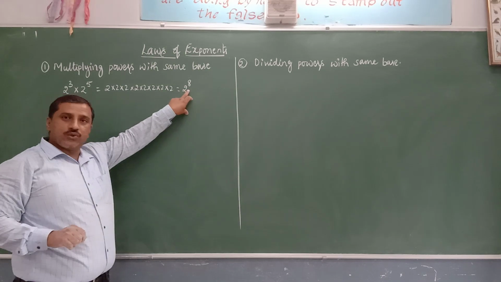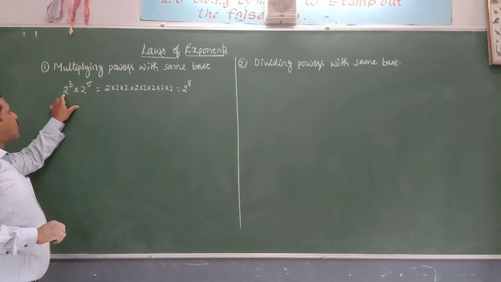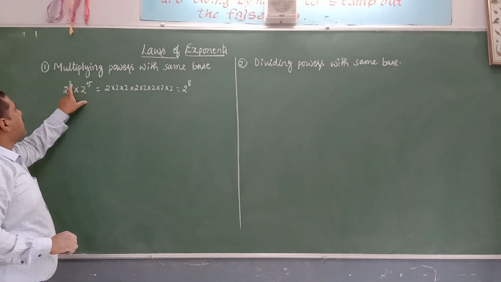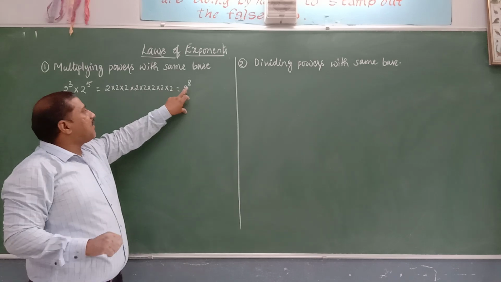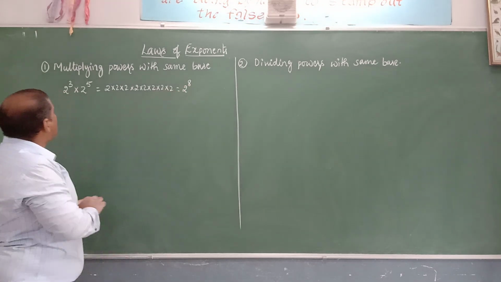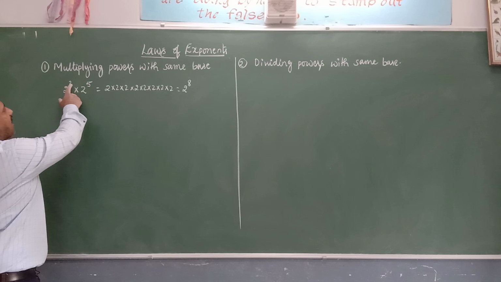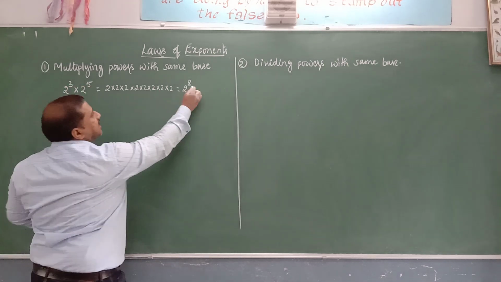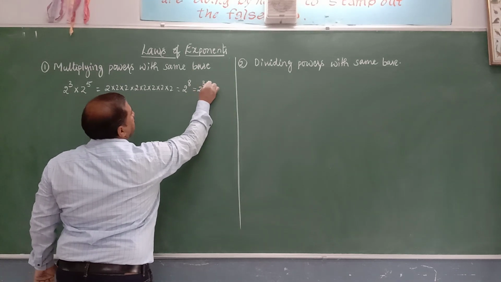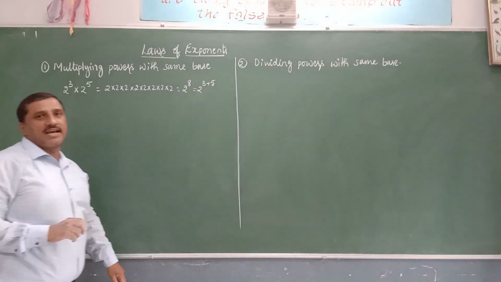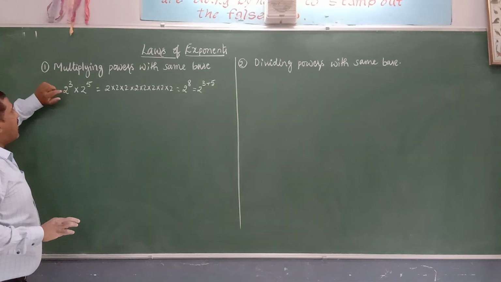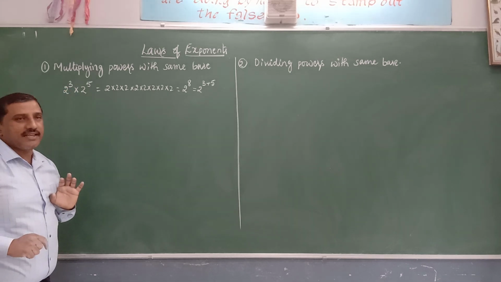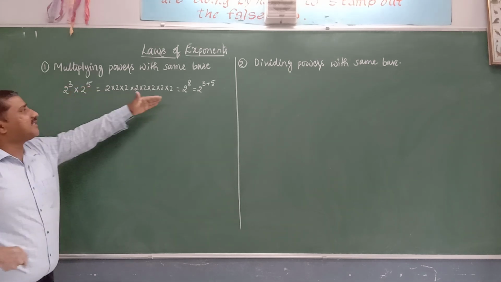Here what is the base? 2. Here in this what is the base? 2, and here also the base is the same. The different powers, the different exponents, are 3 and 5. What we got finally is 2 to the power of 8. You see, by adding these two powers, what we get? 3 plus 5 is equal to 8. Therefore this can be written as 2 to the power of 3 plus 5. So when the bases are the same, the result will be just by adding the exponents of these bases. 3 plus 5 is equal to 8.